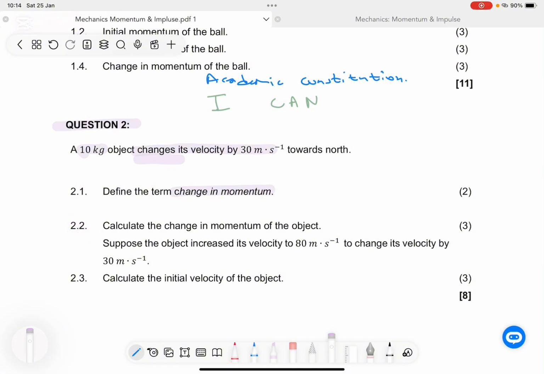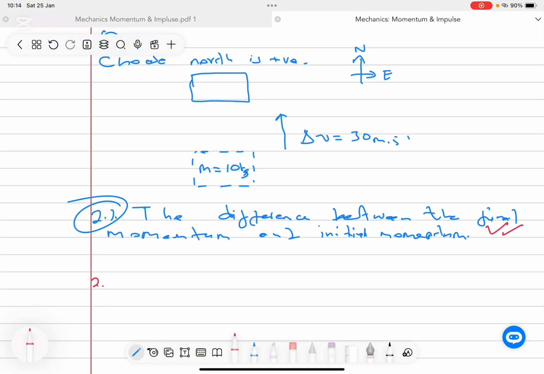Now we are ready to do question 2.2, which says calculate the change in momentum of the object. So basically, I'm going back to rule number 3 to answer the next question. Here we are required to calculate the change in momentum.